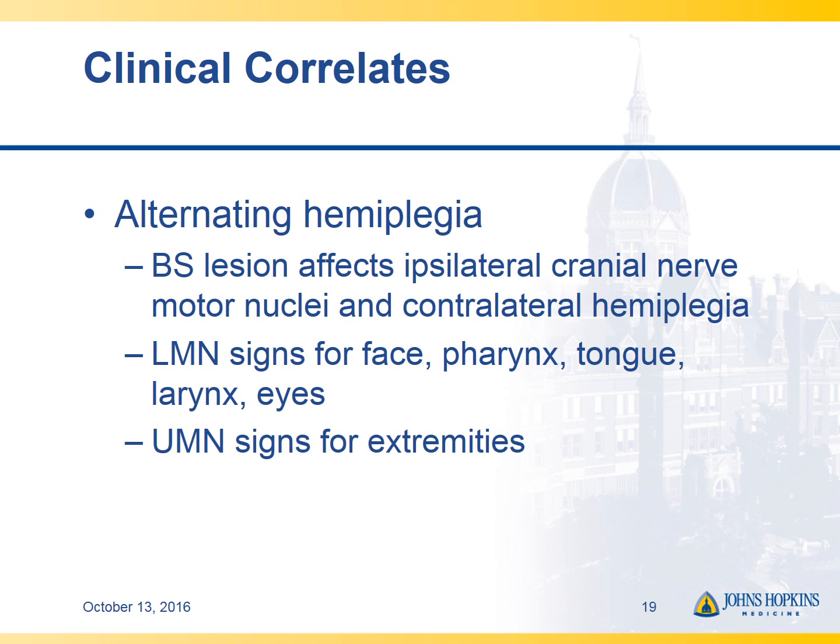Alternating hemiplegia refers to a condition in which a brainstem lesion affects the ipsilateral cranial nerve motor nuclei and a contralateral hemiplegia. So there are lower motor neuron signs for the face, tongue, pharynx, larynx, and eyes, but upper motor neuron signs for the extremities.